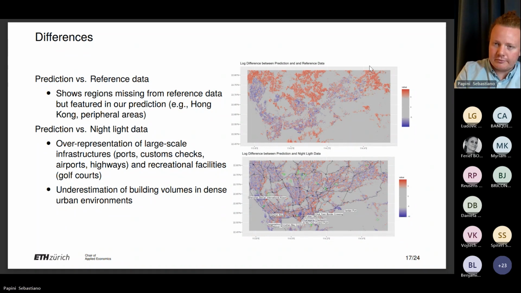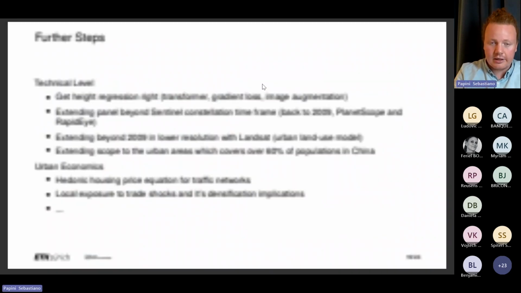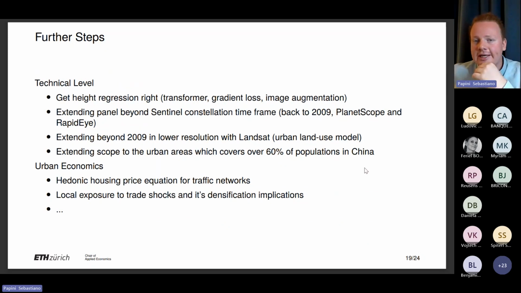Right. Then I'll just tell you about where we want to go with this project. So obviously we have to work on this height regression. A lot is done already. All the things here in the brackets are already implemented. So we experimented with transformers, a different deep learning algorithm, then with gradient loss, and also we did a lot of augmentation of the images, which all contributes to improve that to some extent.